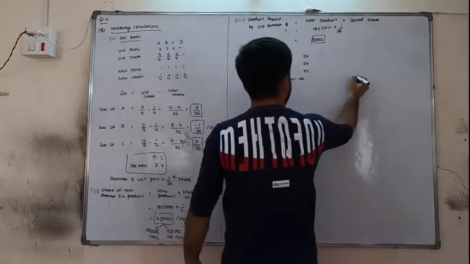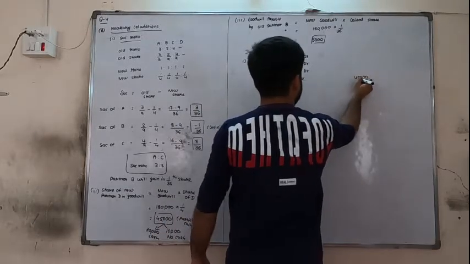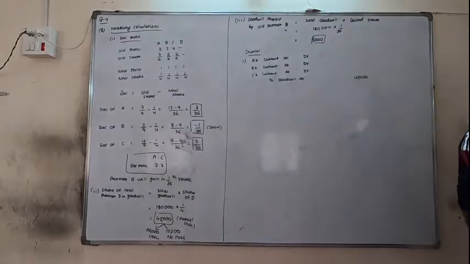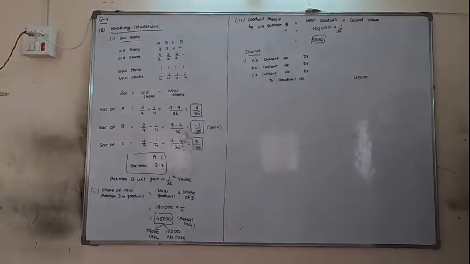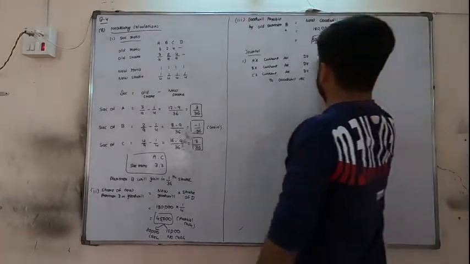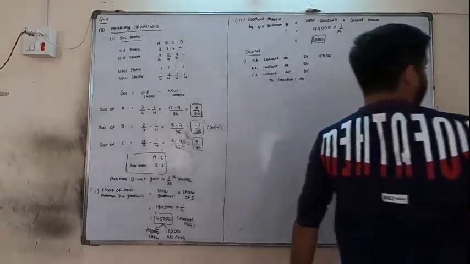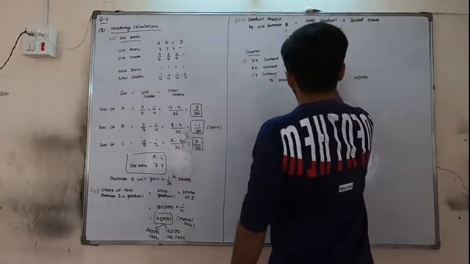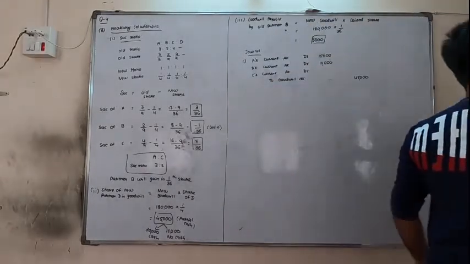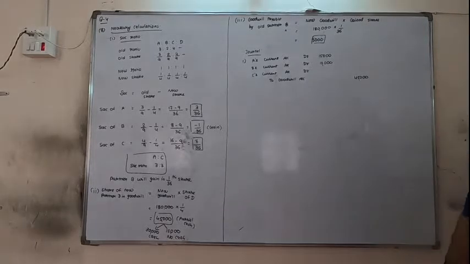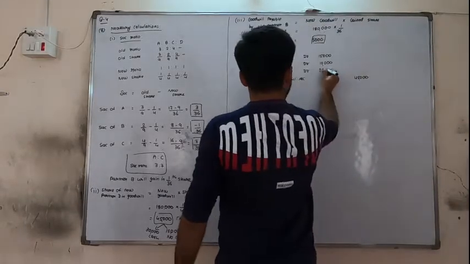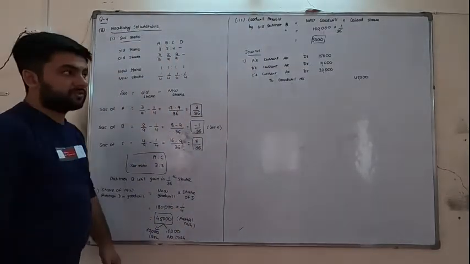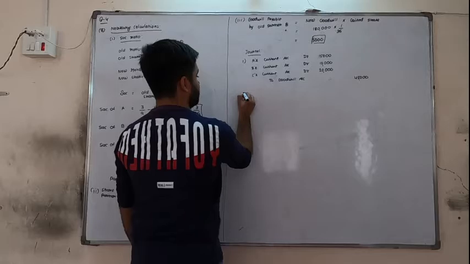Now goodwill is credited with 45,000. Now 45,000 is to be distributed in 3:2:4. So 45,000 divided by 9 into 3 is 15,000, 2 is equal to 10,000, and 4 is equal to 20,000. So 45,000 in the ratio of 3:2:4 is 15, 10, 20.